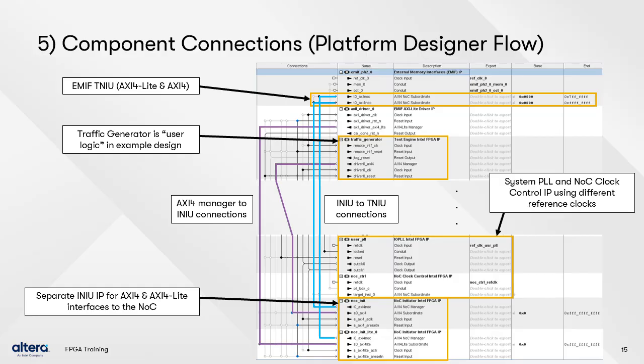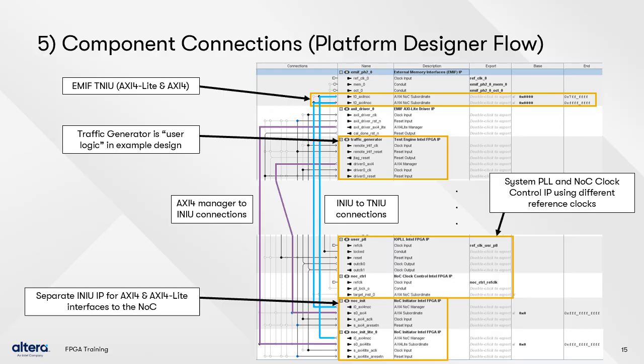The example design automatically connects the correct manager to the correct subordinate. If the initiators were combined into a single IP instance, two manager interfaces would be available and appropriately named. Base addresses are set for the Axie4 and Axie4 Lite subordinate interfaces of the EMIF IP to indicate the starting addresses at which the INIUs will access the target IP through the NoC.